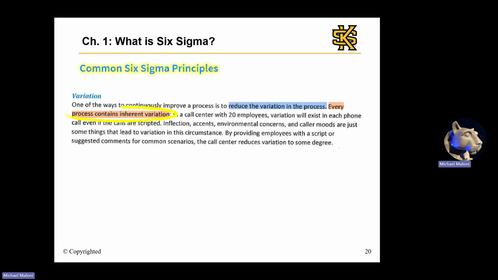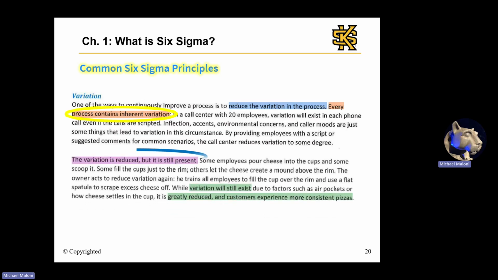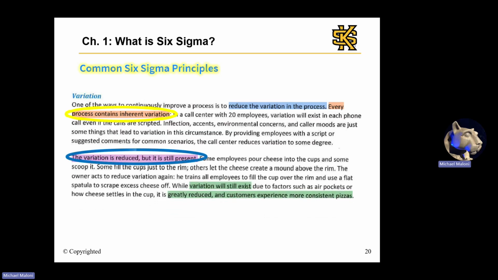Recognize that all processes have variation, but if we reduce the variation by eliminating the underlying causes, we can improve consistency, which reduces process costs and improves customer satisfaction.